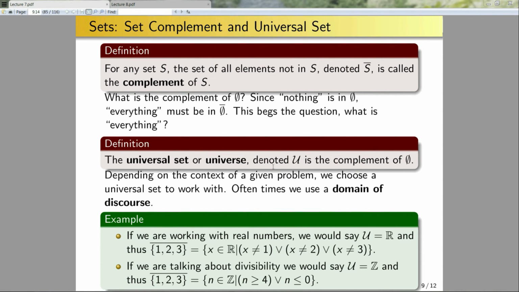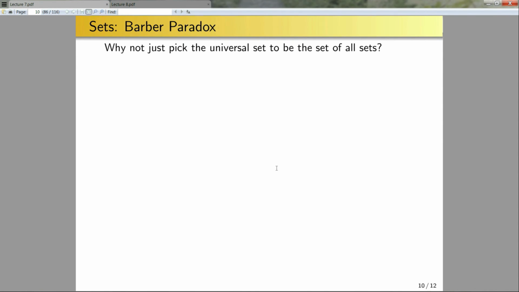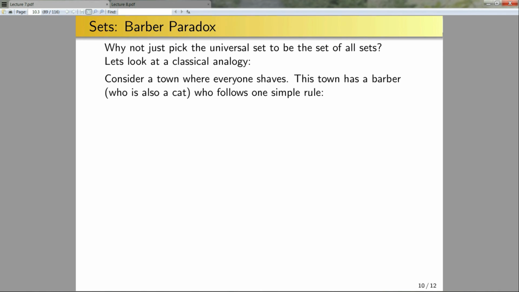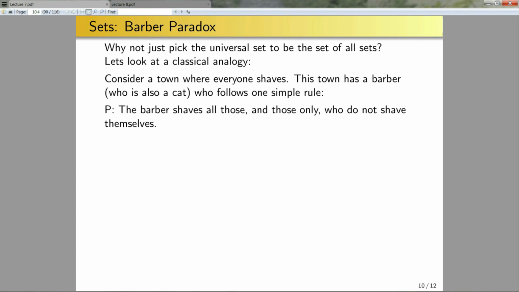Now, to understand why the set of all sets is not something that you can really consider, let's look at a paradox. So, the Barber Paradox. Again, why not just pick the universal set to be the set of all sets? Well, we're going to look at a classical analogy first, and then I'm going to introduce Russell's paradox. So, consider a town where everyone shaves. No matter what their gender is, they shave. This town has a barber, who is also a cat, who follows one simple rule. The rule is P: the barber shaves all those and only those who do not shave themselves.